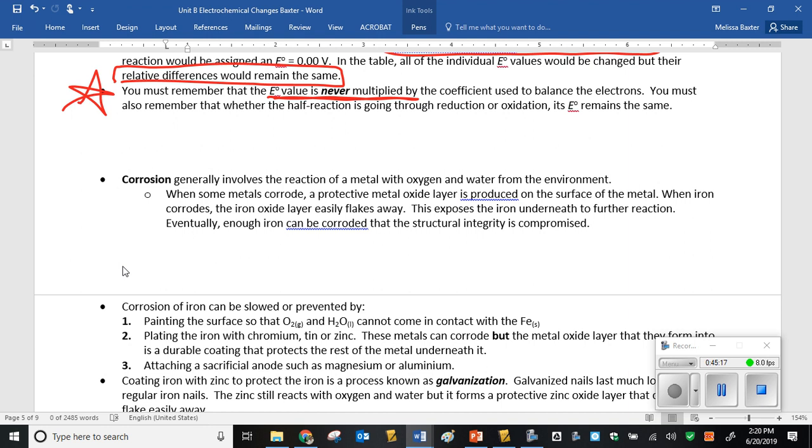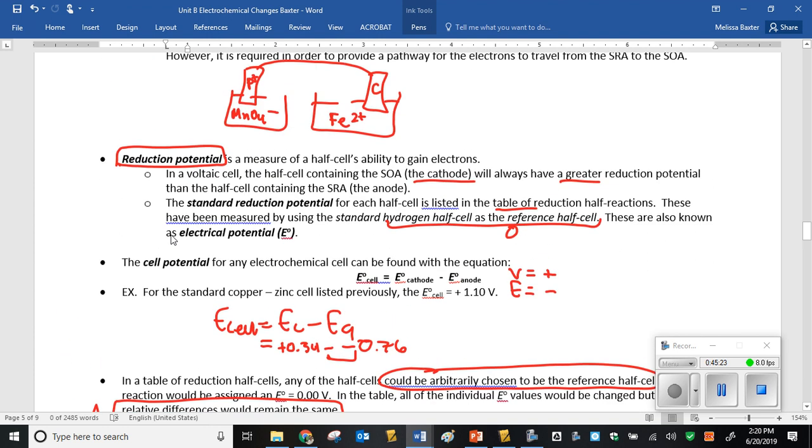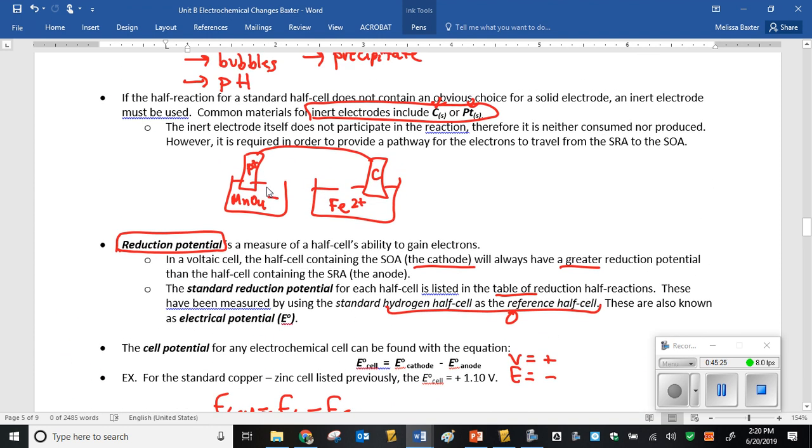Voltaic or electrolytic could have inert electrolytes or electrodes. It doesn't matter which type. So I'm just going to scroll back up here. This doesn't have to be a voltaic cell up here for it to have inert electrodes. Frequently, though, electrolytic cells will have inert electrodes, but it's not a rule that one has them and the other one doesn't.